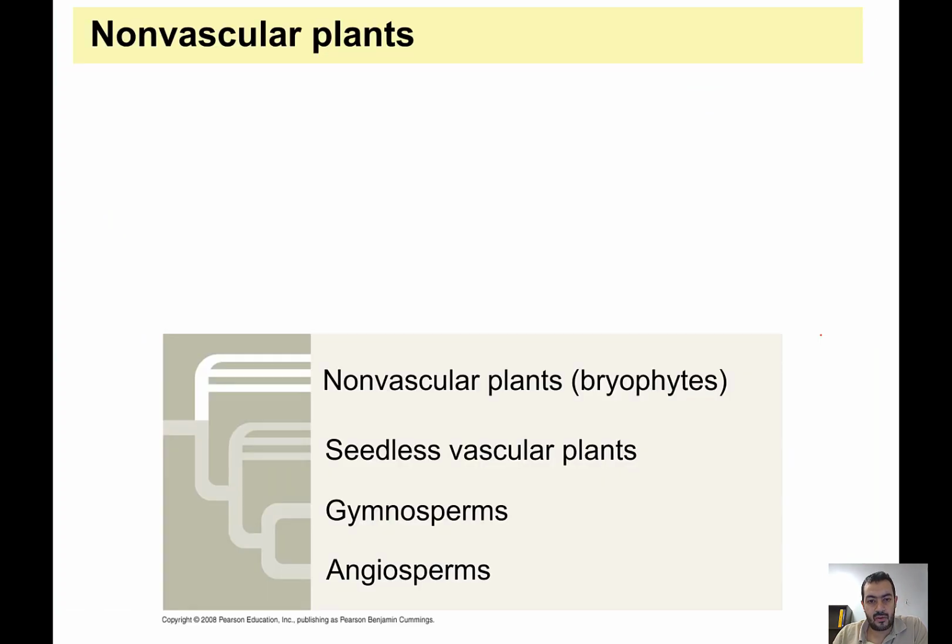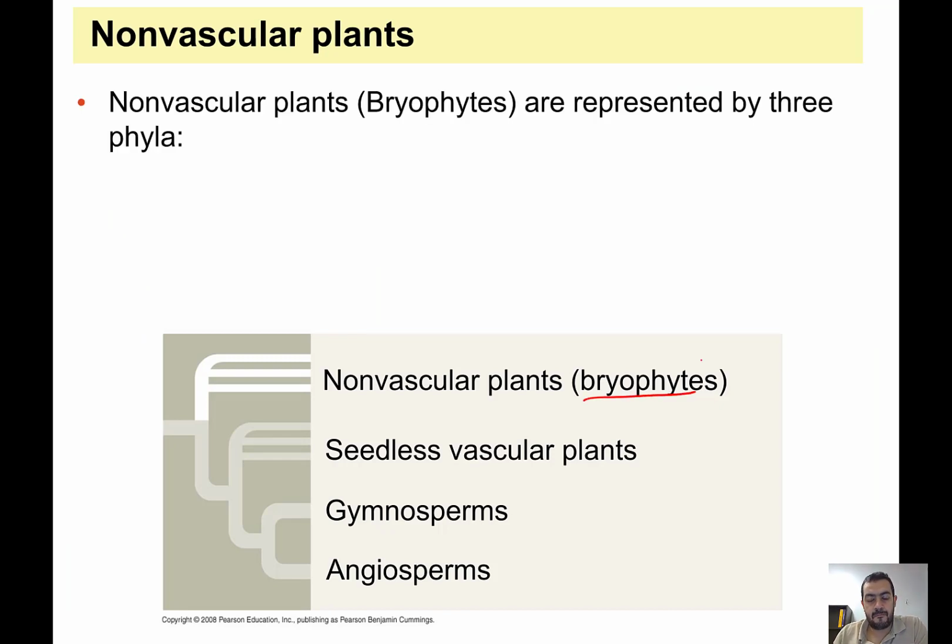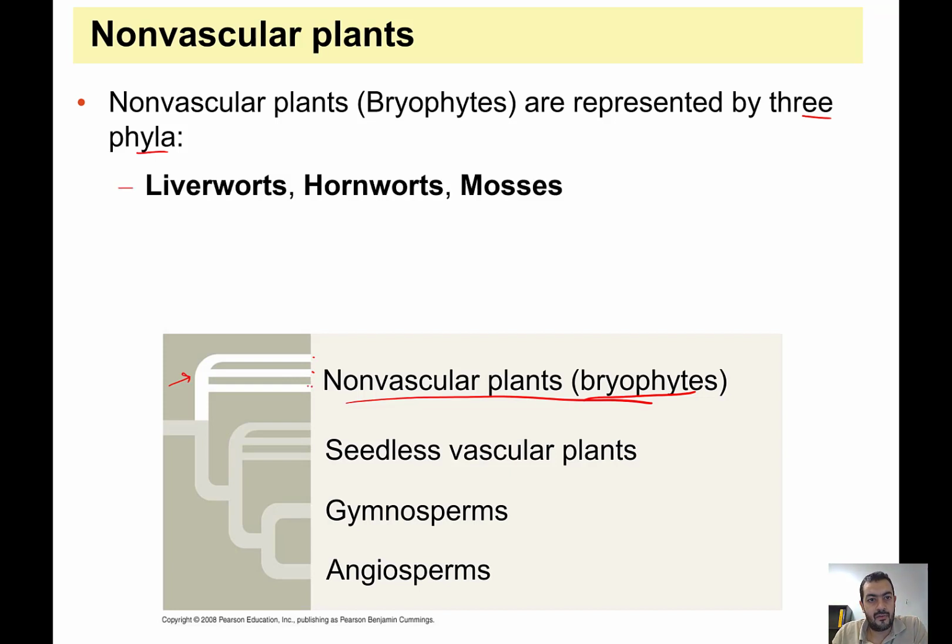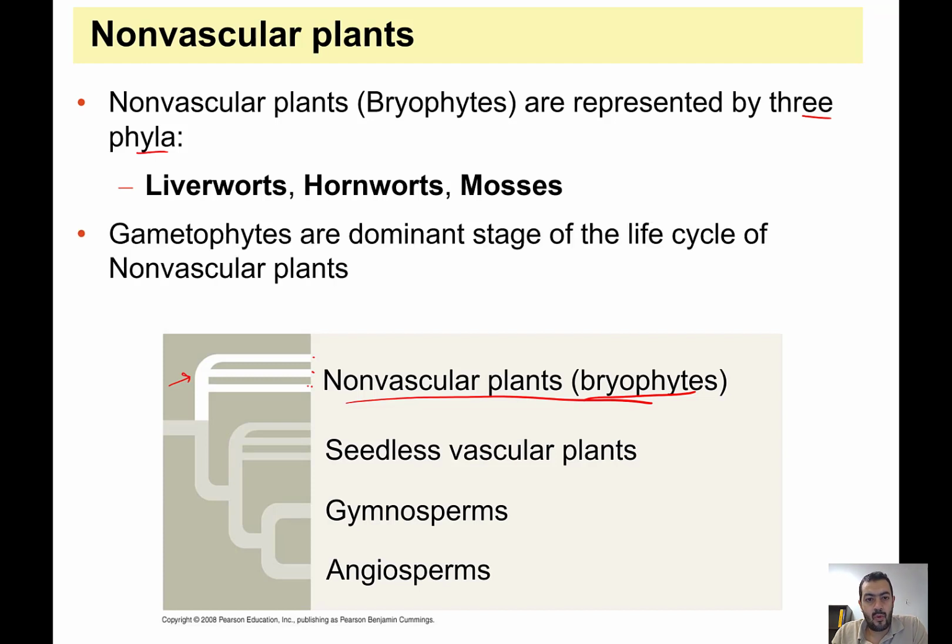The non-vascular plants are called Bryophytes, and they are represented by three phyla as shown in this figure. This figure highlights that we are in the group of non-vascular plants, which is composed of three phyla: the liverworts, the hornworts, and the mosses. One characteristic thing about the non-vascular plants is that the gametophyte is the dominant stage of the life cycle.